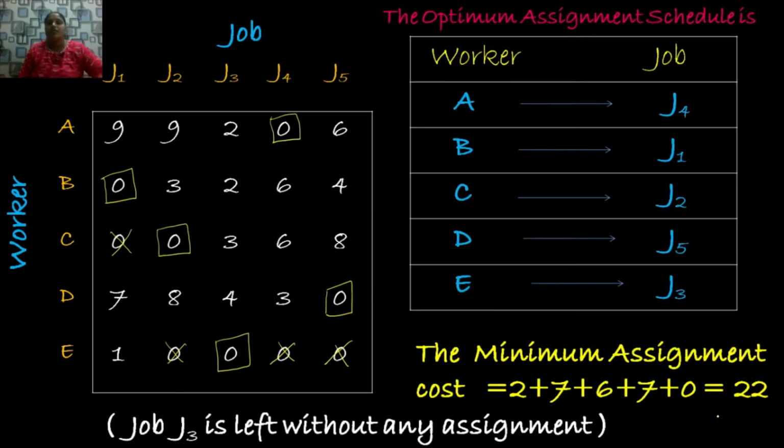So for the given problem, we have arrived at the optimum assignment schedule and the minimum assignment cost 22. So what is our final conclusion based on this problem is, here E is my dummy row. So here job J3 is assigned with the dummy row, which means job J3 is left without any assignment. This is our conclusion based on the given problem.